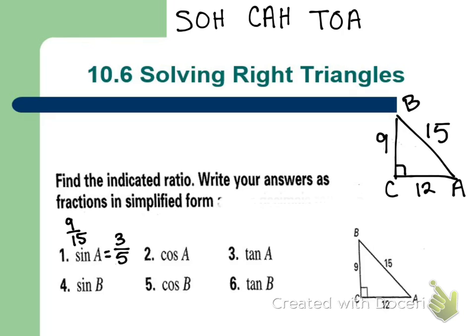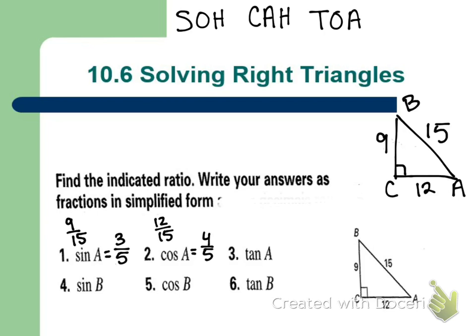All right, number 2, the cosine of angle A. So we're still focused on angle A. Now we need adjacent and hypotenuse. What side is adjacent to angle A? 12, and the hypotenuse is still 15. That can reduce to be 4/5. Good.